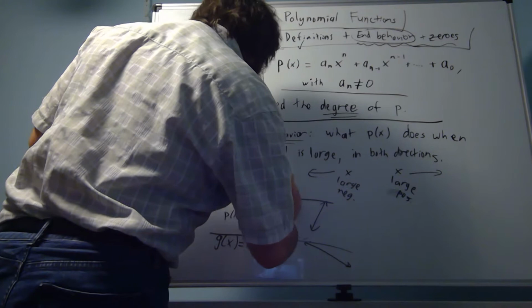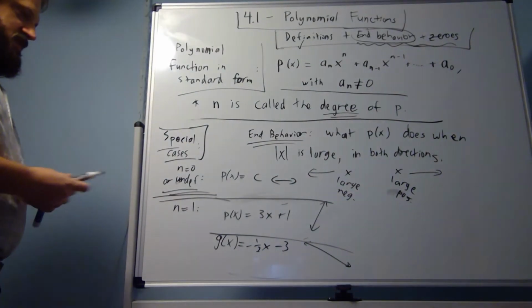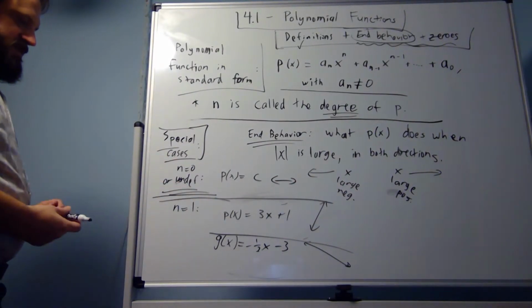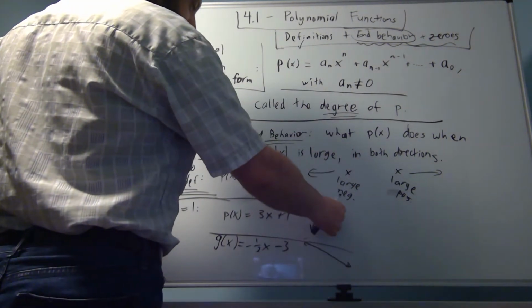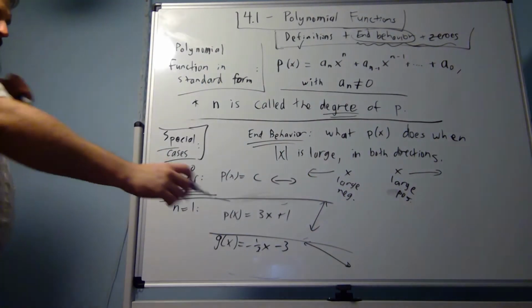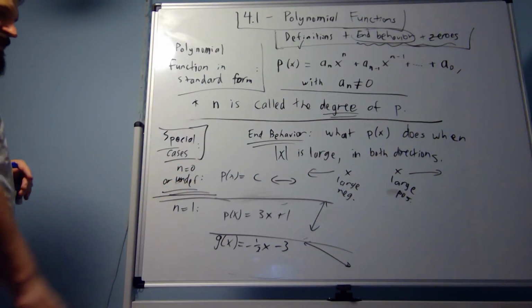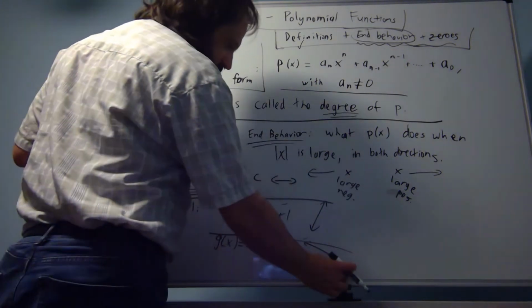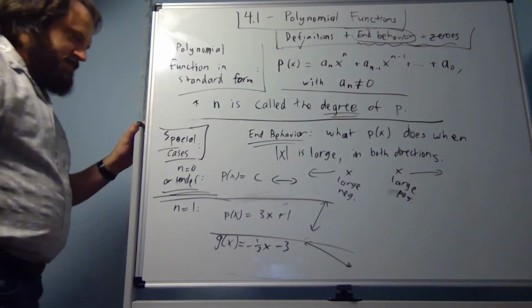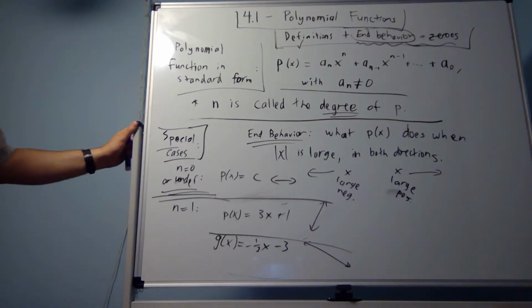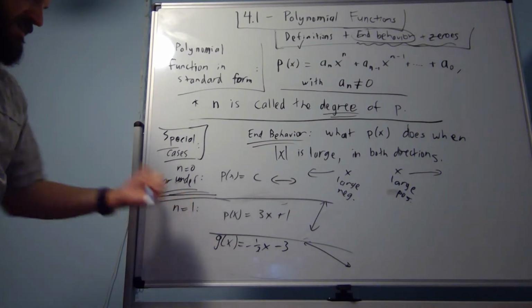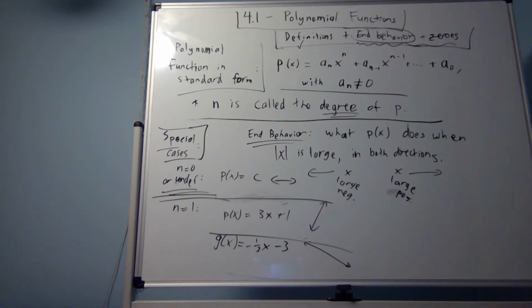So constants look flat. If you have a non-zero coefficient on x, and that's your highest power of x, then you've got positive slopes or negative slopes. And the end behavior is, yes, it goes down endlessly, but it's not in any super duper hurry to get there. It's at a constant speed, slow and steady. It's going down endlessly as it goes to the right, and it's going up as it goes to the left. So those should already be kind of familiar.